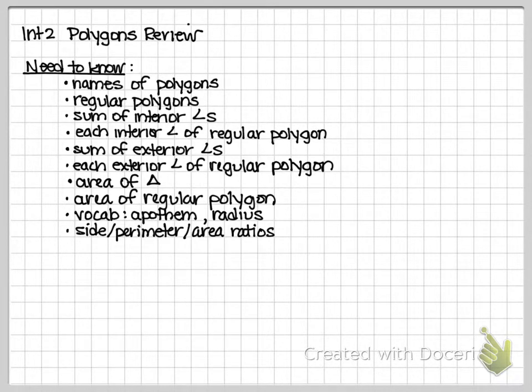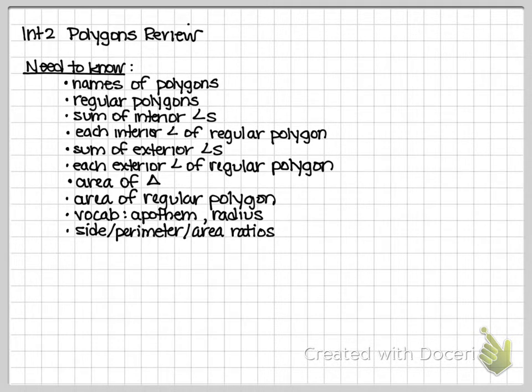This is the Integrated 2 polygons review before our last essential skill. Need to know. There's a whole bunch of stuff you need to know for this one. You've got to make sure that you know the vocabulary words for the different polygons. Additionally, you need to know the vocabulary for the polygons inside them as well, so the apothem and the radius. You need to know what a regular polygon is as opposed to just a polygon.